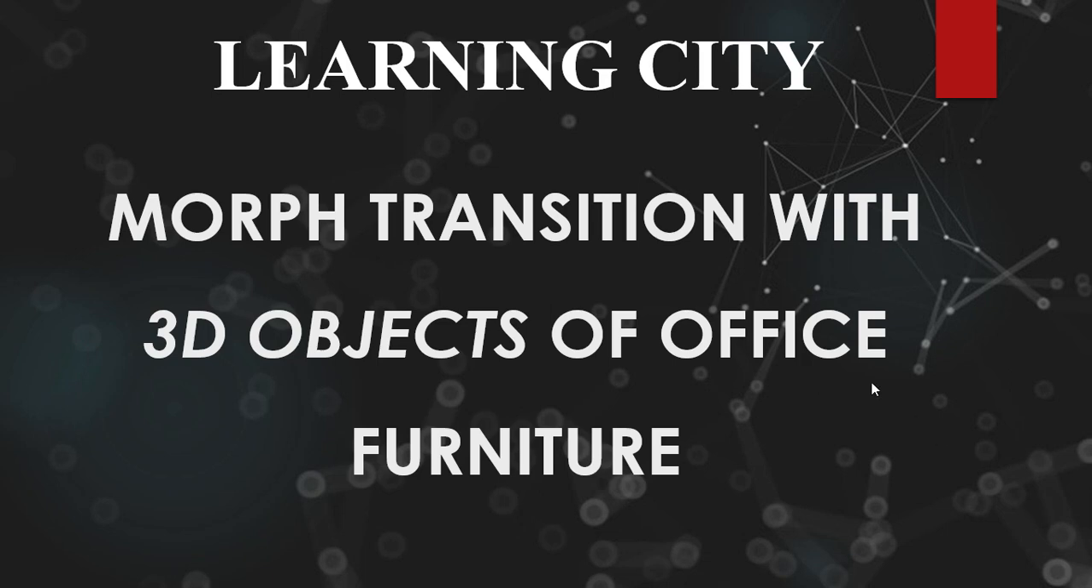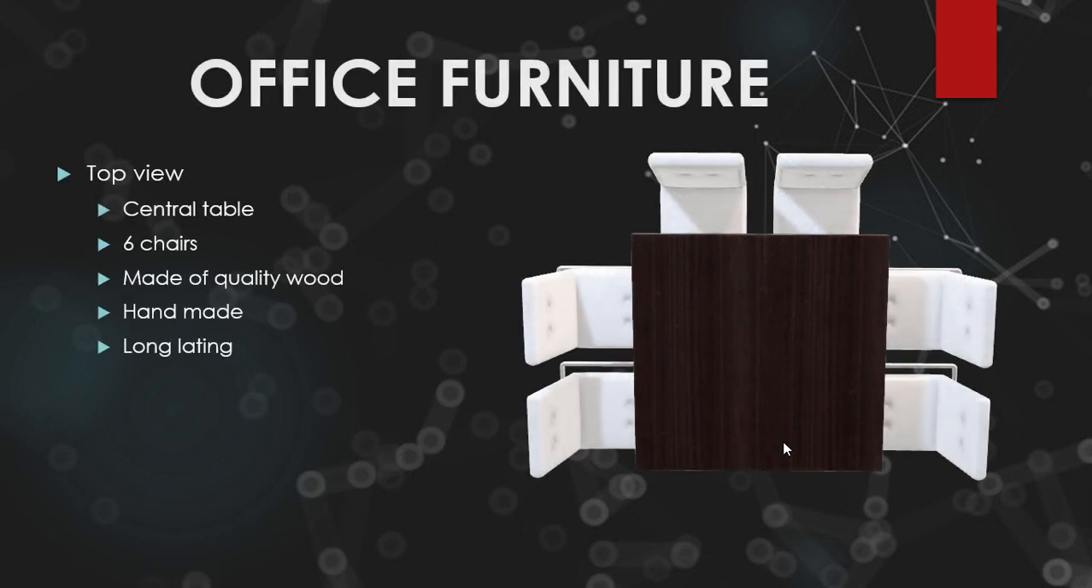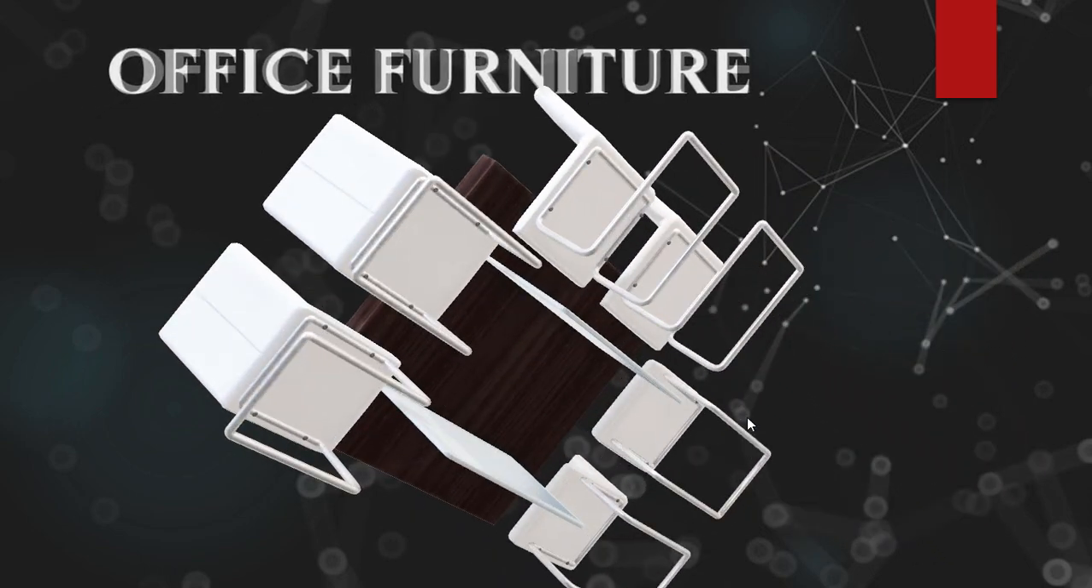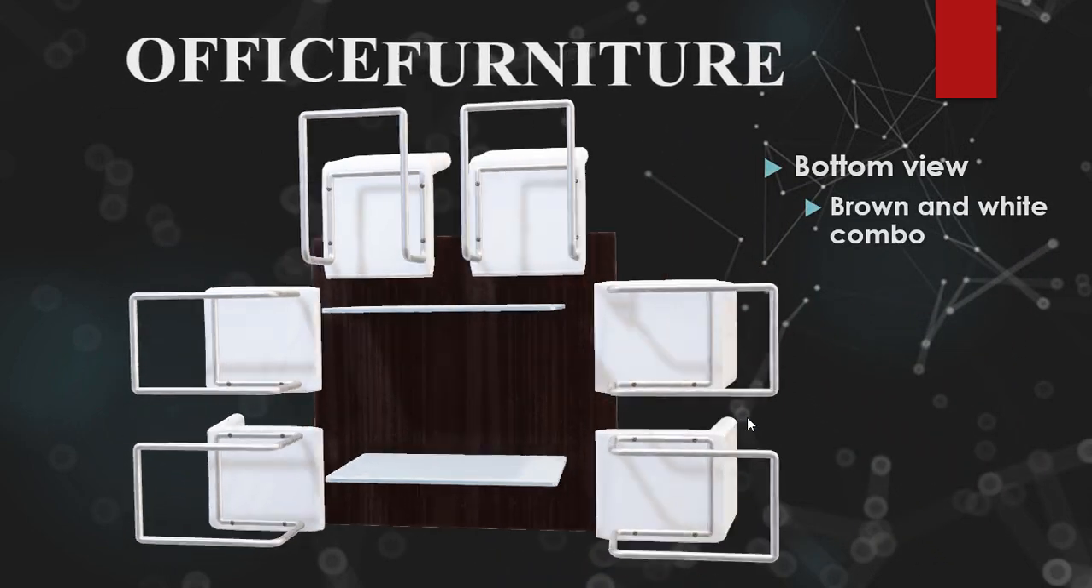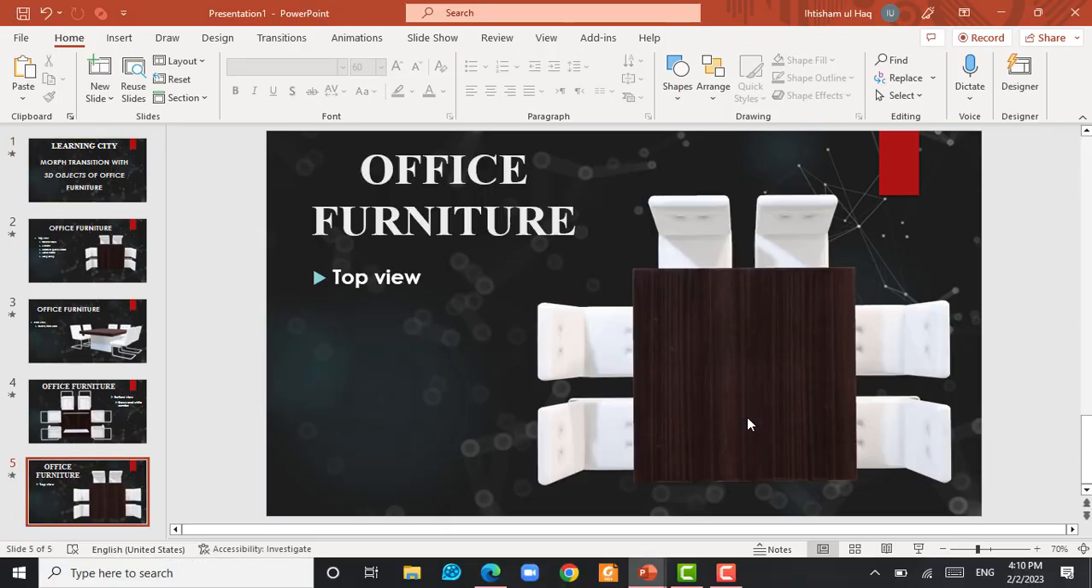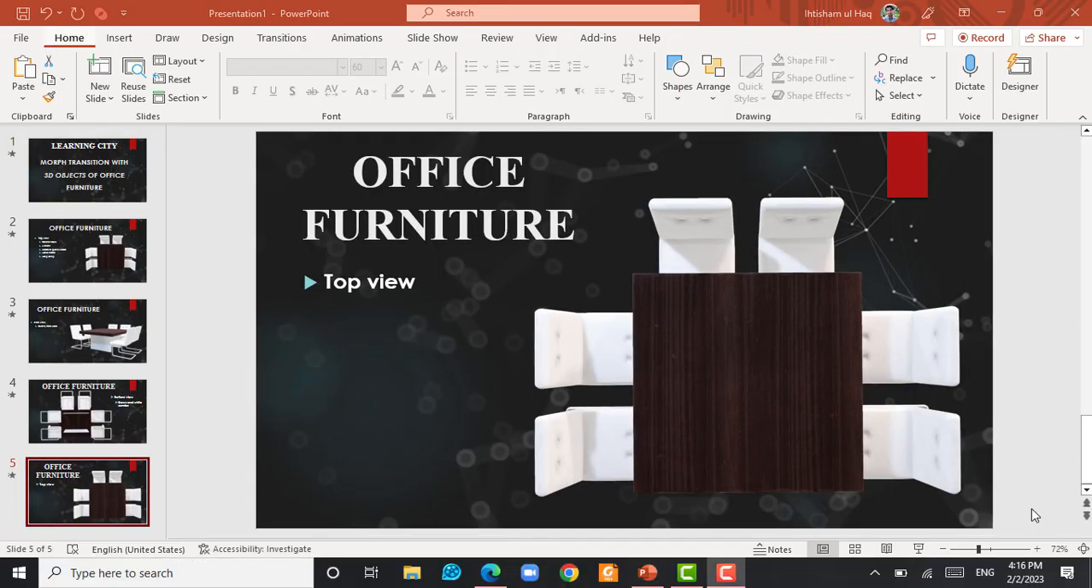Welcome to Learning City. Today in this tutorial we will be learning morph transition with 3D objects. I have inserted the object of office furniture. This is how it will look. This is the 3D object I have inserted, with rotation in various ways. How to do this? Let me show you.